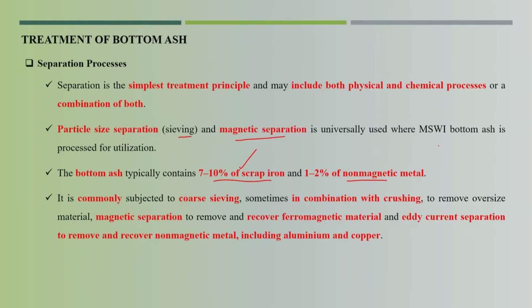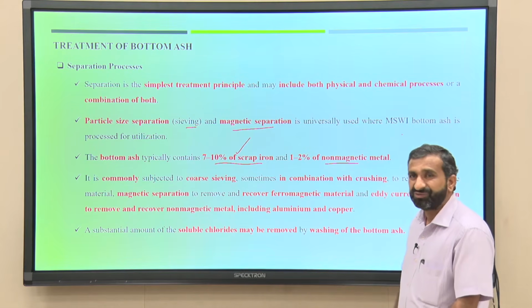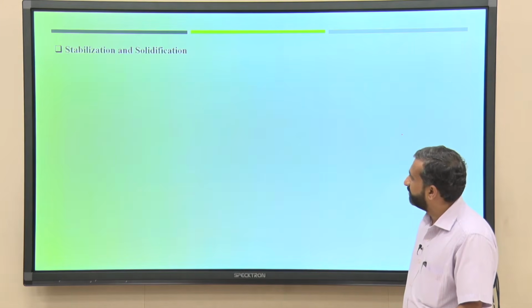So, it is commonly subjected to coarse sieving, sometimes in combination with crushing to remove the oversize material, magnetic separation to remove and recover ferromagnetic materials, and eddy current separation to remove and recover non-magnetic metals including aluminum and copper. So, there are different ways the separation could be possible. And also a substantial amount of soluble chloride may be removed by washing of the bottom ash, but again washing will produce a lot of waste water by this process.